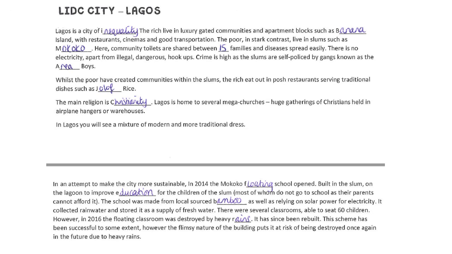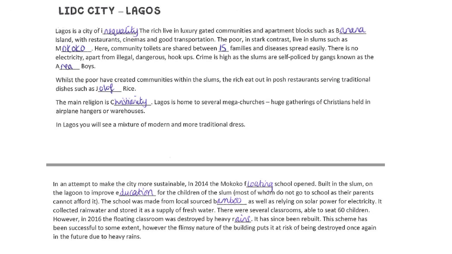In the slum, you've got community toilets shared between 15 families, diseases spreading easily, no electricity unless you've managed to get an illegal, dangerous hookup. Crime is very high because the slums are self-policed by gangs called the Area Boys. You've got communities within the slums, you've got a way of life, you've got everything within the slums, you've got barbers, you've got people cleaning their nails, you've got people cooking, you've got whole communities there that exist.